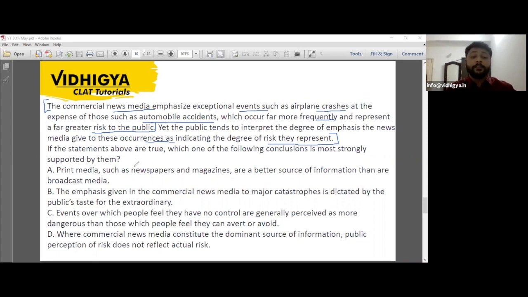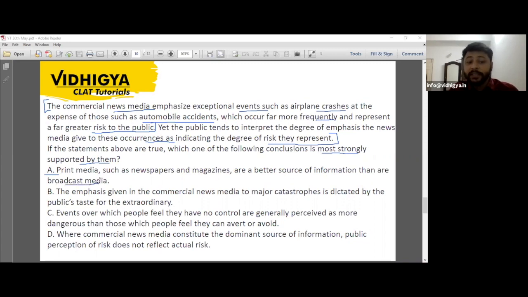All right, so if the statements above are true, which one of the following conclusions is most strongly supported by them? So some conclusions are being given to you here and you have to hunt for the conclusion which is most supported by the premises of the stimulus. Okay, now first one, print media such as newspapers and magazines are a better source of information than broadcast media.